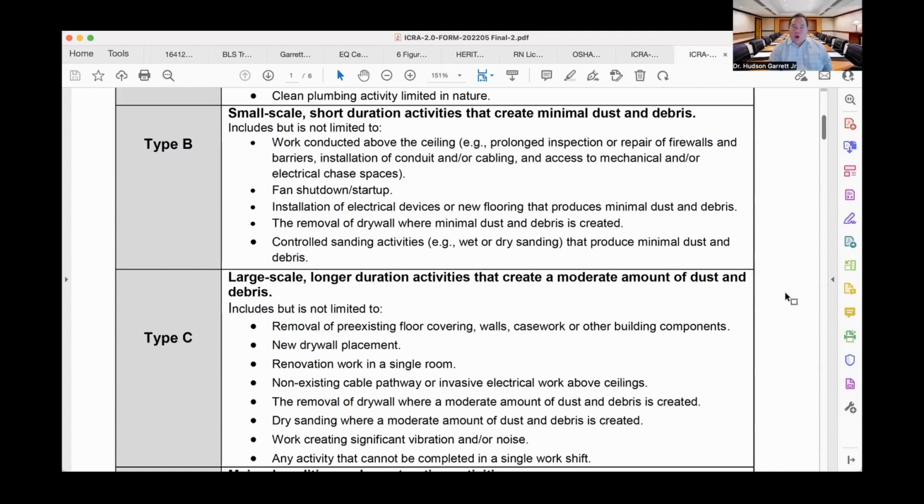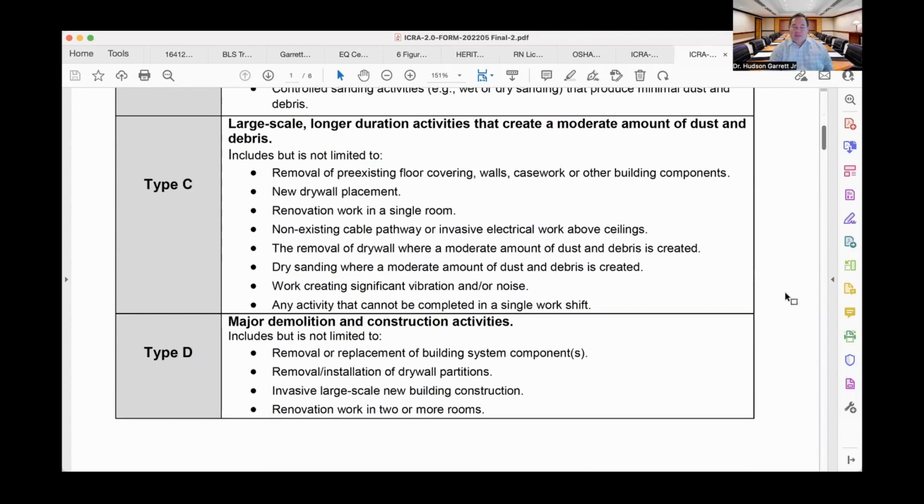Okay, so if we know that it's not going to be short duration, and it's going to go into that more aggressive construction project, we can now rule out type B. So let's drop down to type C and type D. So based on what the construction plans are, are we looking at renovation of a single room? Are we looking at just some basic drywall? Are we looking at major demolition?